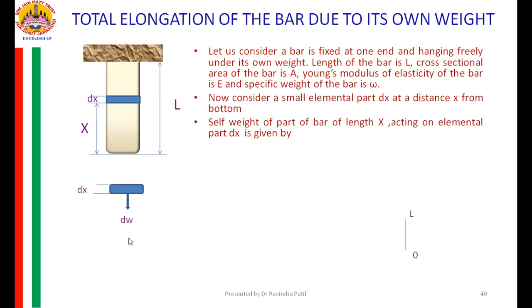If I get the value of dW, that itself is the P, dx is the L, A is the cross-sectional area, E is the Young's modulus. Hence I can get the deformation of that particular part.